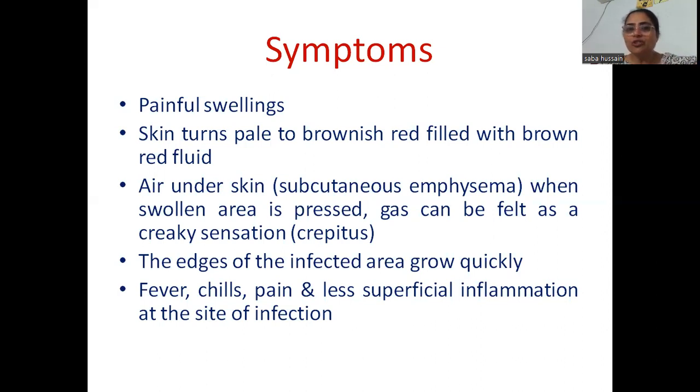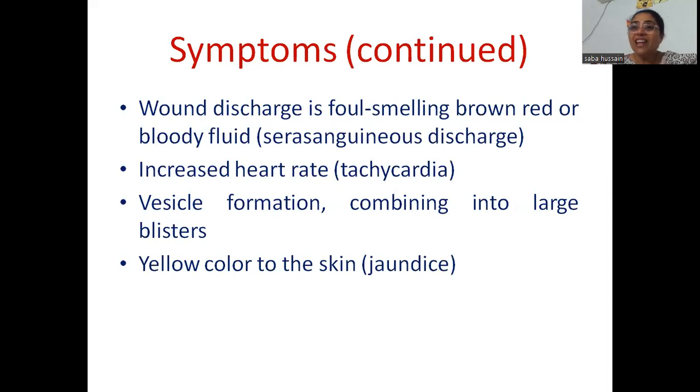It also leads to fever, chills, pain, and less superficial inflammation at the site of infection. So inflammation will not be that visible, but the gas will be going around, and the wound discharges foul smelling brown, red, or some kind of fluid, and increased heart rate can be observed. Vesicle formation, which combines into large blisters, can be seen, and it also gives a yellow color all over the skin, that is jaundice.